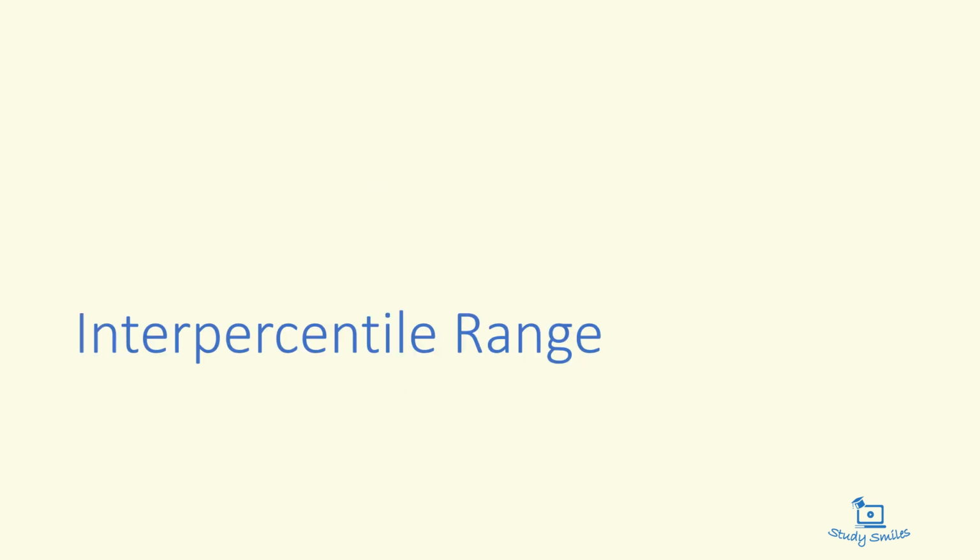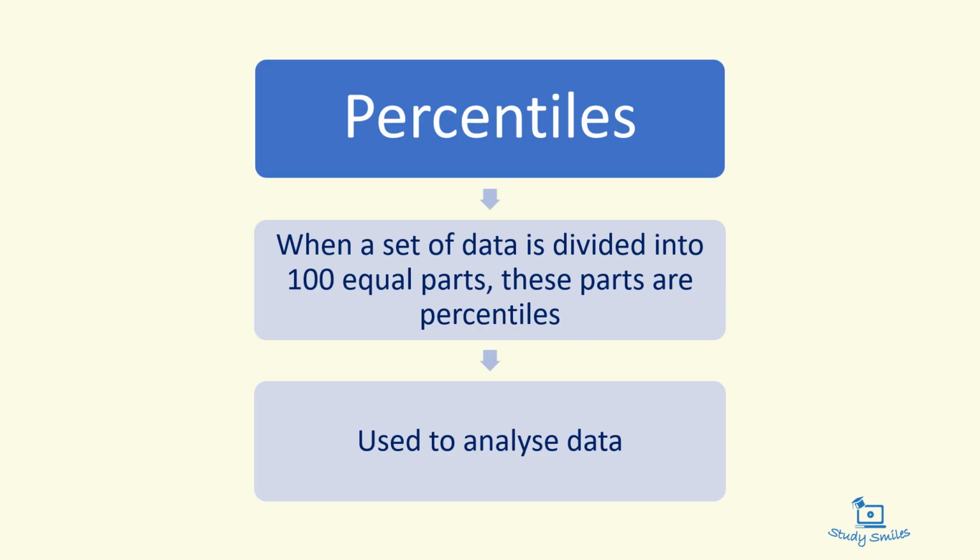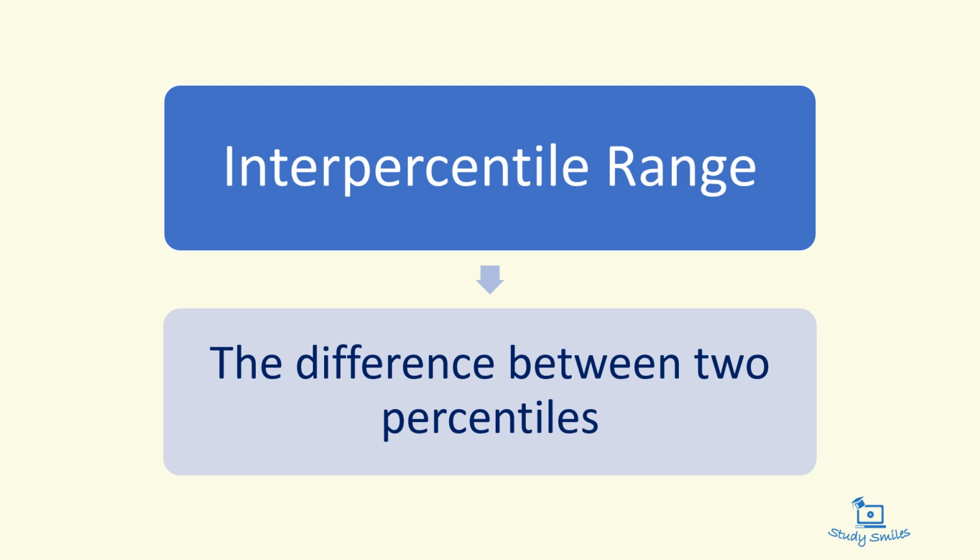Let's look at the interpercentile range first. You should remember percentiles from the previous lesson. Please make sure you have covered this before continuing with this lesson. We saw that percentiles are the parts when a set of data is divided into 100 equal parts, and that percentiles are used to analyse data. We also worked through an example on how to estimate particular percentiles. The interpercentile range is simply the difference between two percentiles.